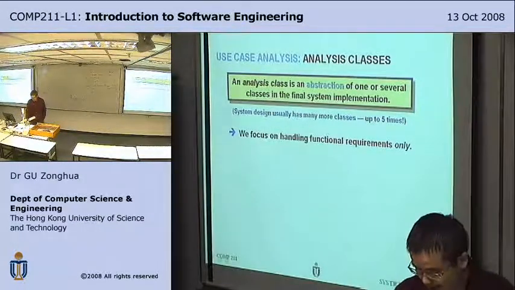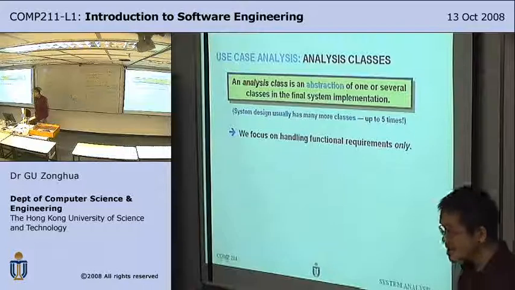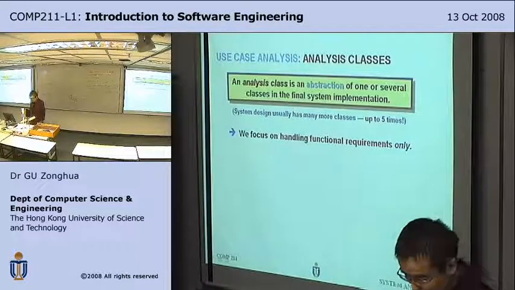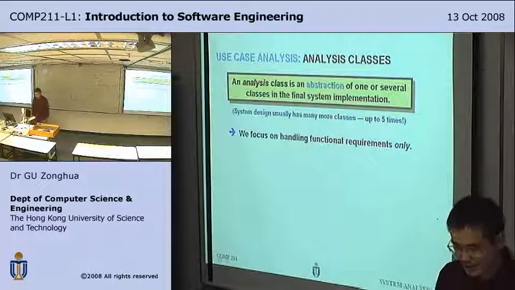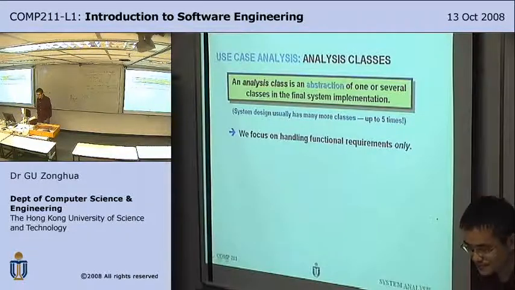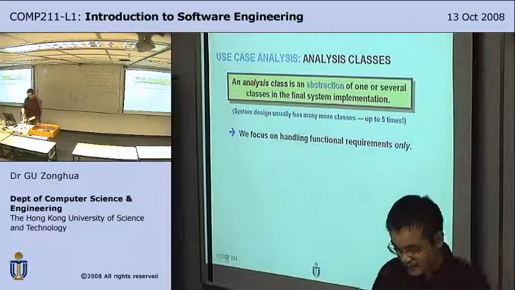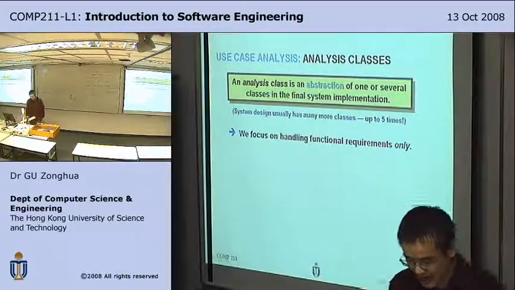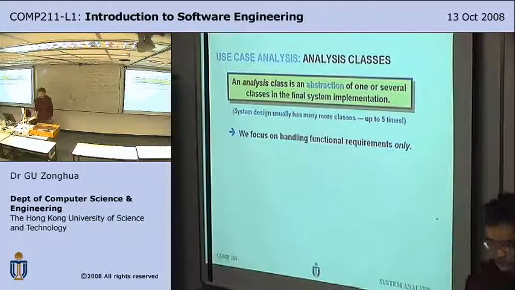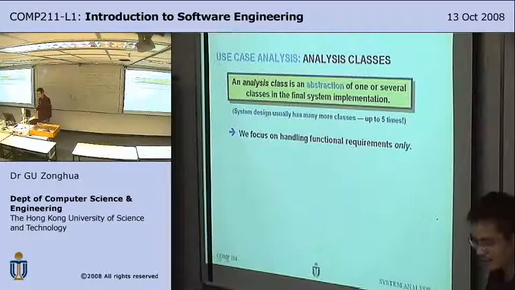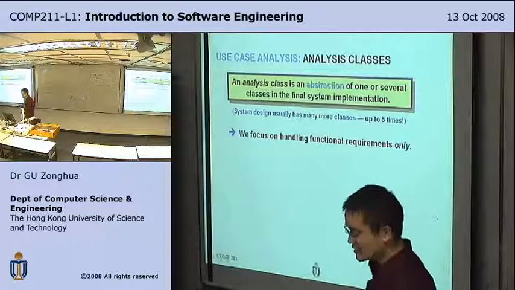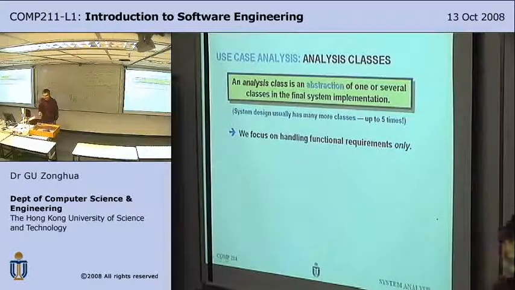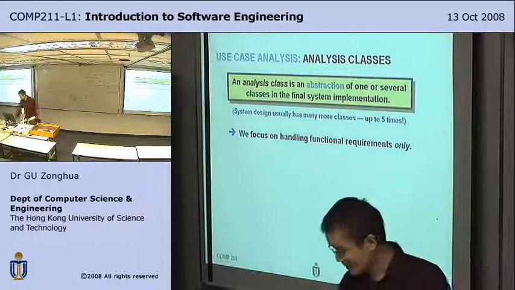So we focus on handling functional requirements only. That is, we ignore any non-functional requirements. They are specified as special requirements, as annotations, and handled at design and implementation. So we don't care about performance, throughput at this stage.